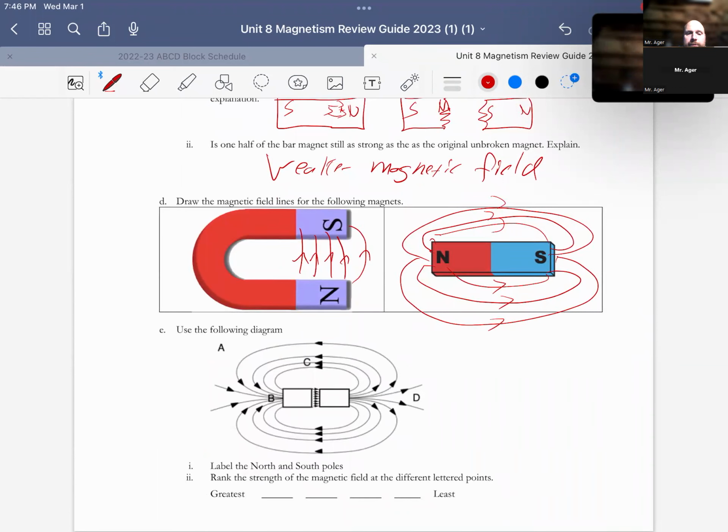And so then finally, use the following diagram. We want to label north and south. Remember, magnetic field lines are pointing from north towards south. So that's going to be a south pole, leaving that one. And then if you look here in between, it looks like it's broken. So we actually have another north and a south there.